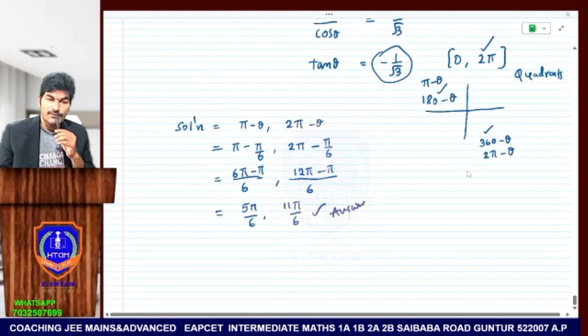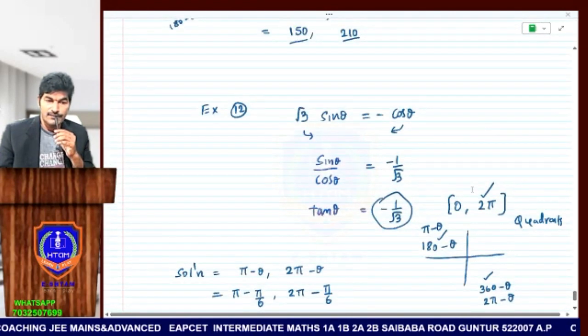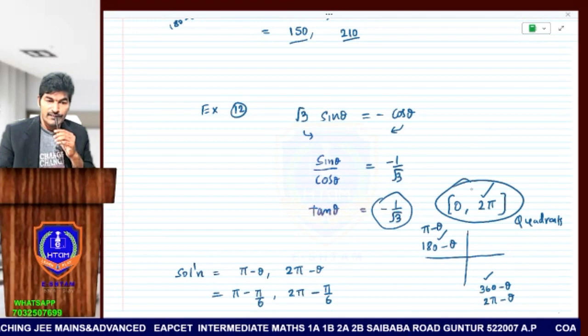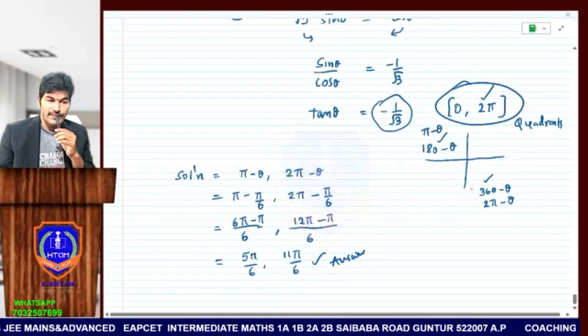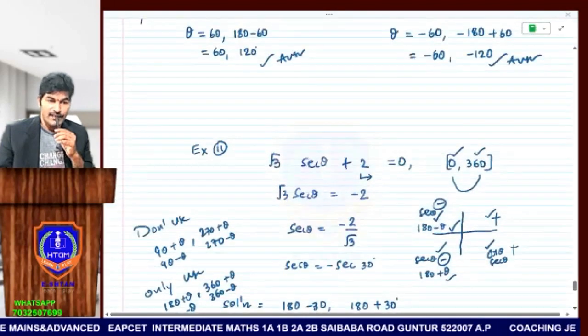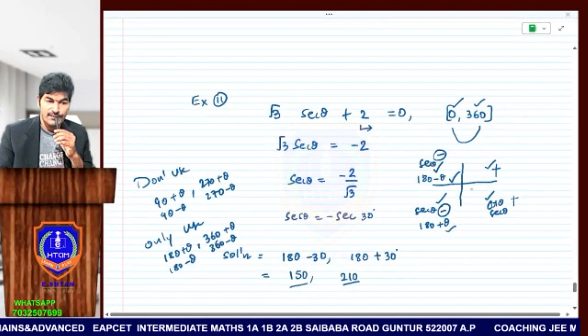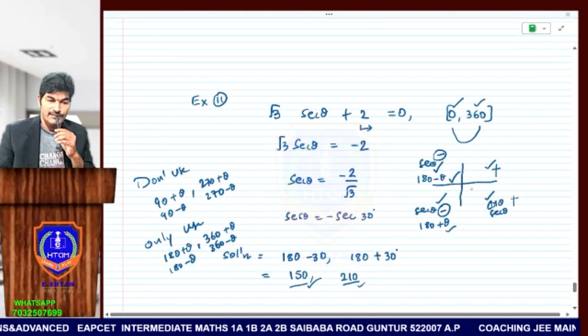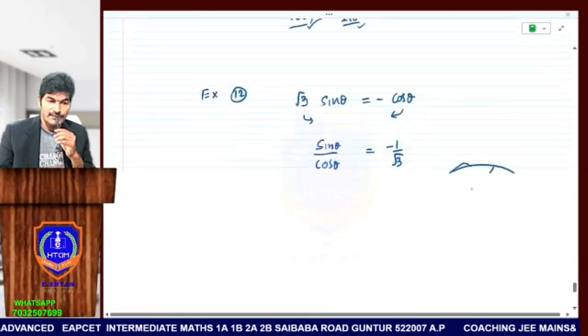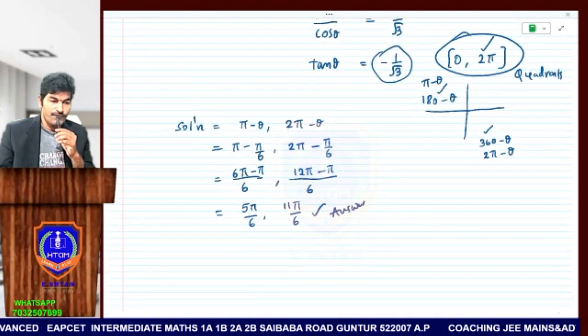Yes. Then you can understand that if you mention the intervals in 0 to 2 pi, you have to give the answer in pi's. If you mention 360 degrees or like that, you have to say the answer in degrees. Okay.